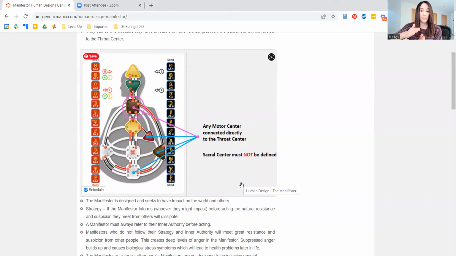But again, you take the piece of the manifesting generator: any motor center is directly connected to the throat center, because all channels lead to the throat center, which is more like the manifestation center. So you can see in this chart, the solar plexus center is a motor center. There's a full channel going to the throat center here. It could be vice versa, the channel could be coming from the heart, from the root, or from the sacral center, though the root's going to go a different way. But any of the motor centers connecting directly to the throat center is what is going to make you a pure manifester without the sacral defined.